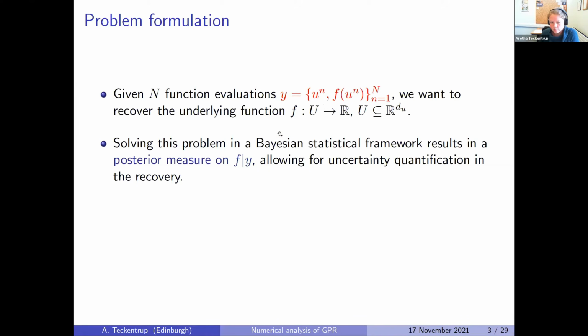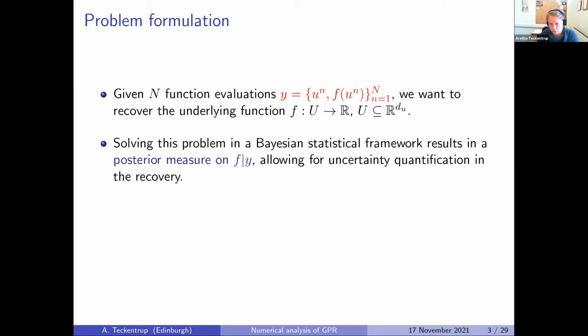What that gives me is a probability distribution on the unknown function f given the observed data y. And so this is a statistical method that doesn't just give you one approximation or one reconstruction of your function f, but it gives you a whole probability distribution on f given y. And so what that allows you to do is that you have some uncertainty quantification in this recovery as well.